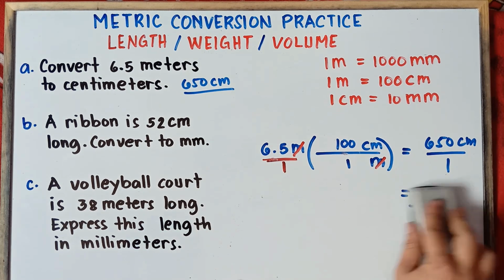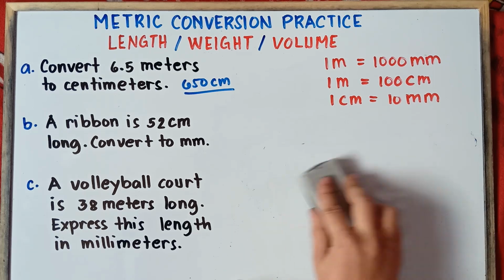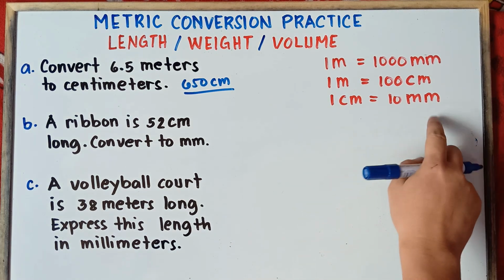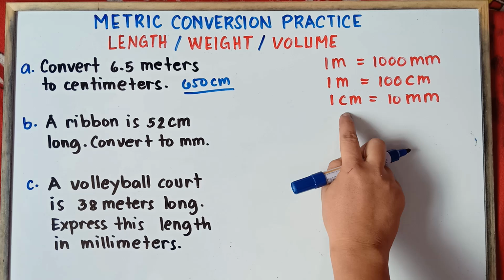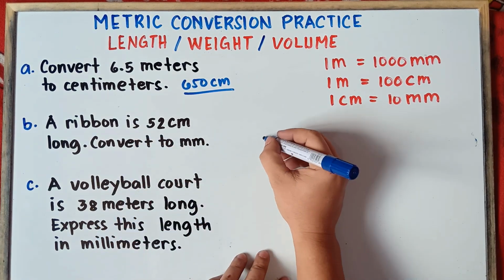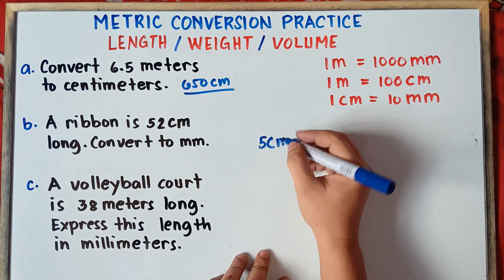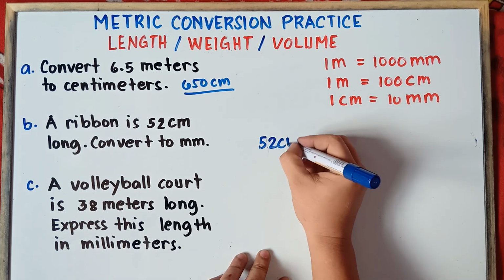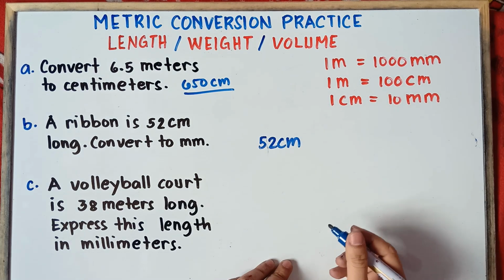Alright, so let's have letter B. A ribbon is 52 centimeters long. Convert to millimeters. So do we have centimeters to millimeters? Yup, 1 centimeter is equal to 10 millimeters. Our given is 52 centimeters, and then we convert that into millimeters.